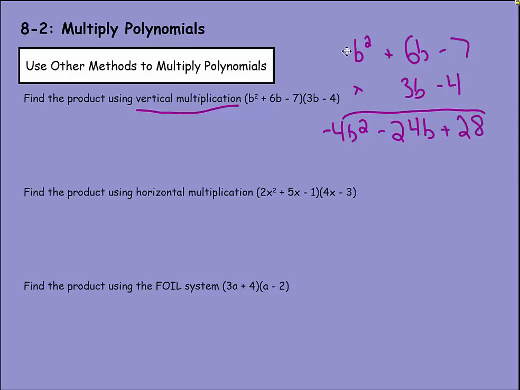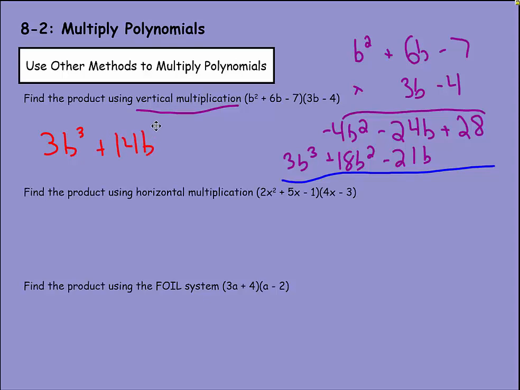Now we have 3b times b squared. That would be 3b cubed, and I'm going to write that over here. 3b times 6b is positive 18b squared. 3b times negative 7 is negative 21b. You notice how I line them up by their exponents? That's going to make it pretty easy for me to add these. So as I'm adding, I'll give my answer: 3b to the third, then I have negative 4 and positive 18, so plus 14b squared. Negative 24 and negative 21 would be minus 45b. Then I have plus 28.